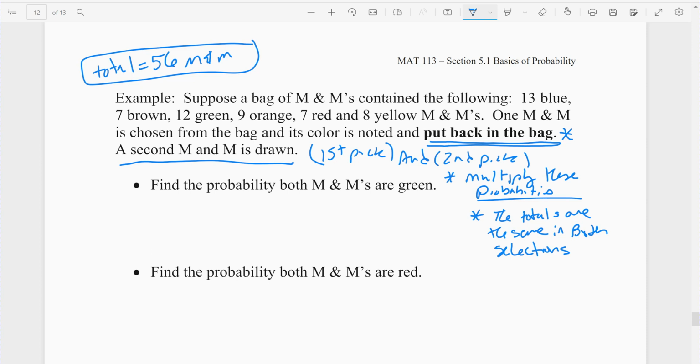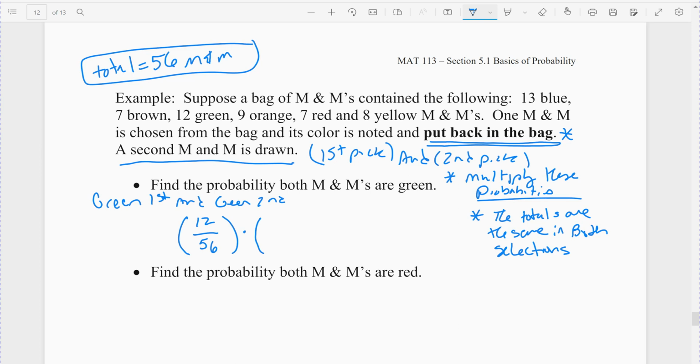So the probability of the first pick, well, the first pick I am going to pick, so both are green, all right? So we're looking at probability that I get a green on the first and a green on the second. So probability of the green on the first, well, out of 56, there are how many greens? 12. And so we multiply, the word and means we multiply. I'm doing this and this.